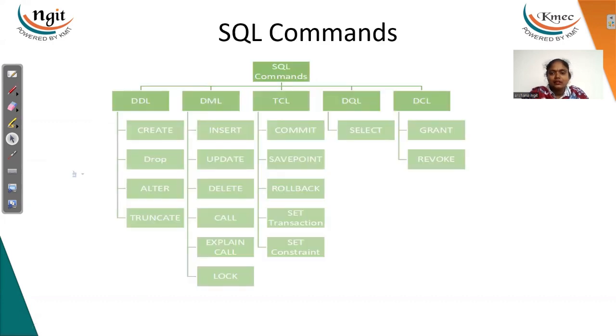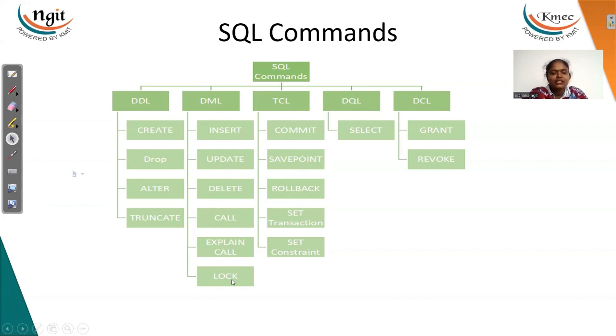So with this, DDL is completed, TCL is completed, and in TCL we have set a constraint that we will be discussing when we get to integrity constraints. TQL is already done, TCL is done. Now we'll move on to the next one, that is DML. We have already completed insert, update, delete, and CALL is a command that we are going to use when we write programs in SQL by using cursors, triggers, or procedures. We will be discussing that in that context.